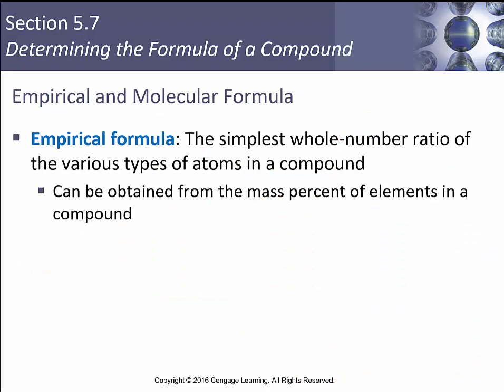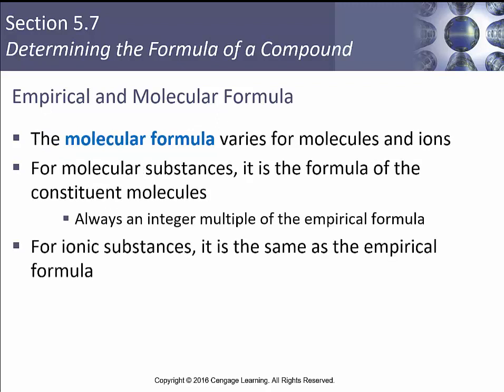So our empirical formula is the simplest whole number ratio of the various types of atoms in our compound, and it can be obtained from the mass percent of elements in the compound. And that's what that combustion analysis gives us. Our molecular formula is going to vary for molecules and ions. In molecular substances, it's the formula of the constituent molecules, and it's always going to be an integer multiple of the empirical formula.